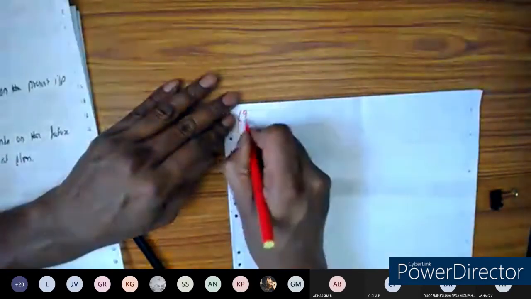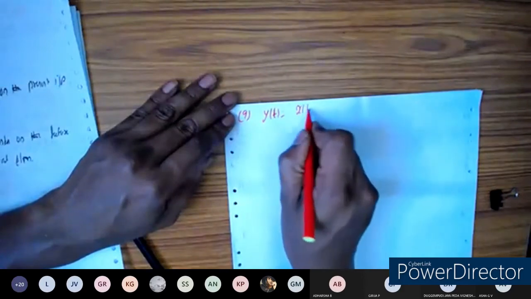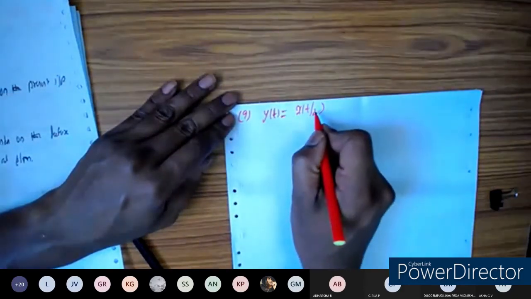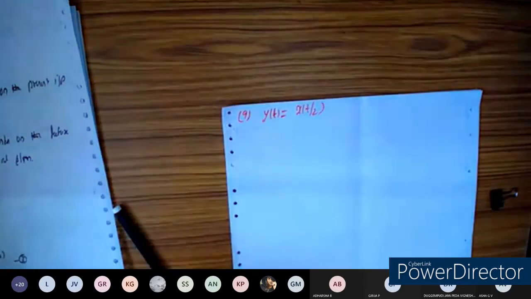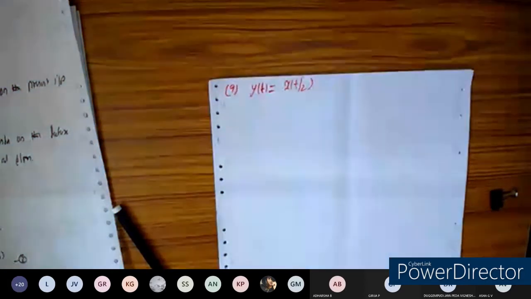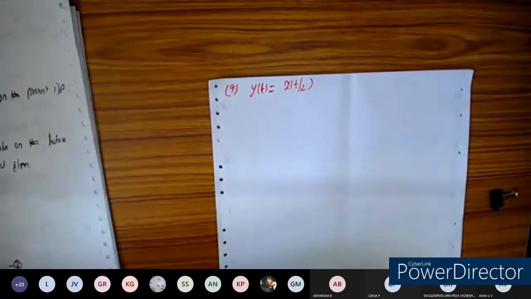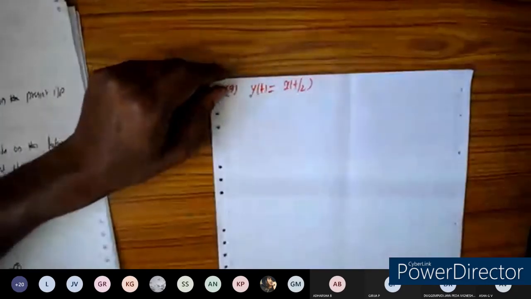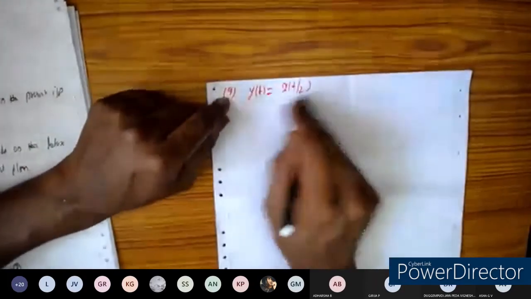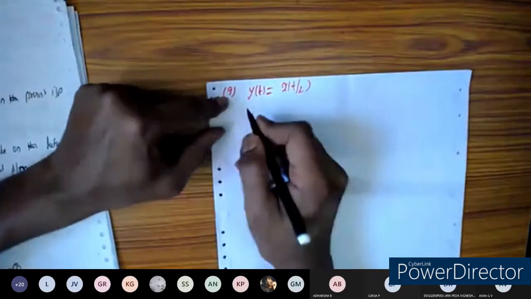Take problem number 9. y of t is equal to x of t by 2. This is the system. In this system, we are going to verify the property called memoryless, and even the causality. Other than the remaining properties, all remain the same here.